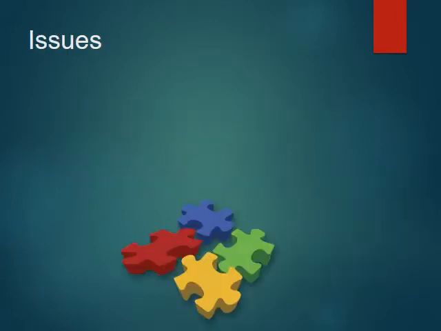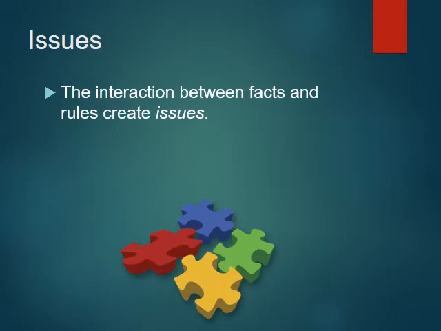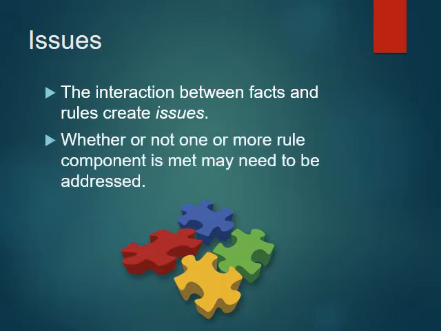So the first step in drafting an IRAC is to identify the issue or issues involved. The interaction between the facts and the rules creates the issues. In other words, an issue statement is capturing that interface between the facts of your case and the black letter law, the rules. Whether or not one or more rule components is met may need to be addressed.